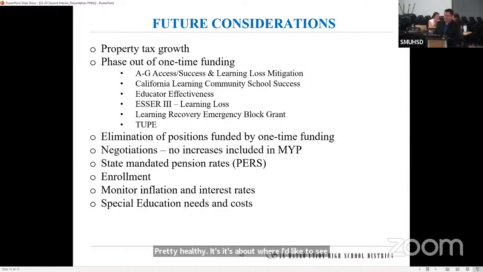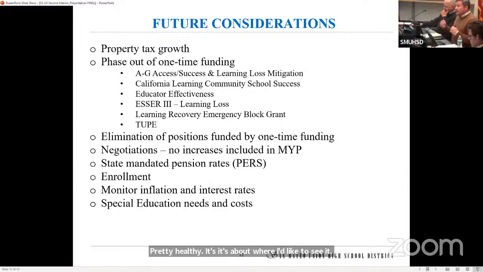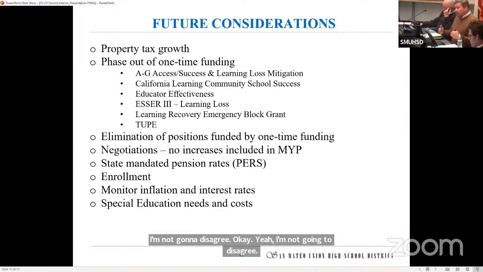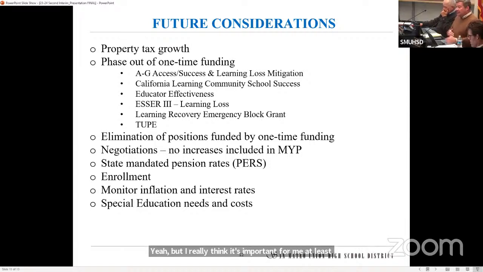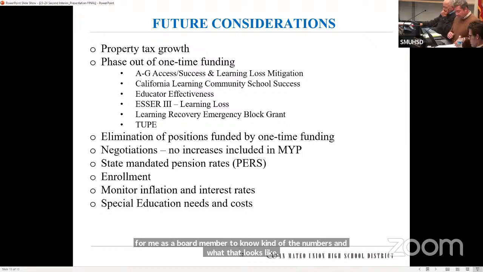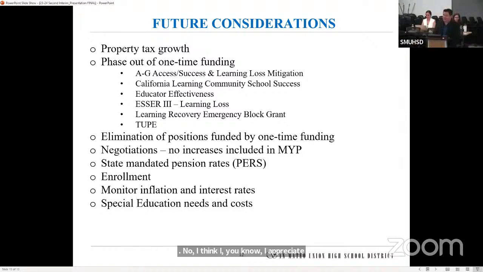But I really think it's important for me, at least for me as a board member, to know kind of the numbers and what that looks like. So I would like to see it in the report. I appreciate that, and we were happy to add that. Thanks. We'll add it for the next one.